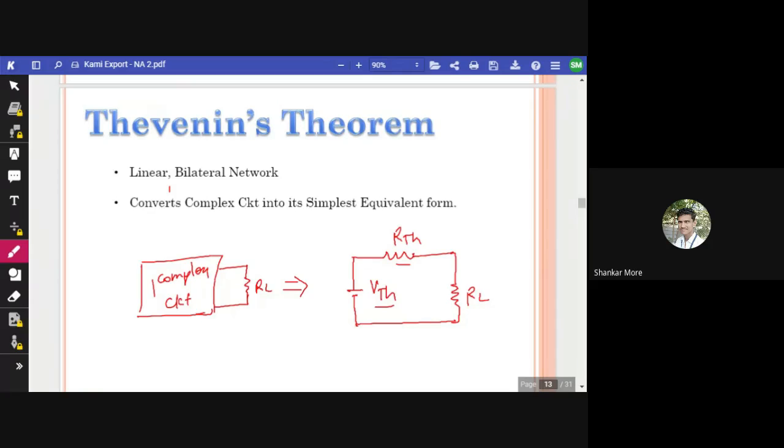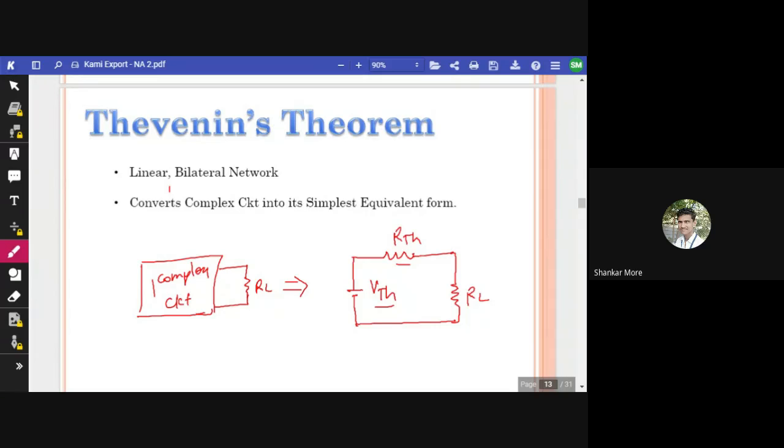So let us suppose we have given one complex circuit, and we have RL. So we replace this complex circuit with VTH and RTH. VTH stands for Thevenin voltage and RTH stands for Thevenin resistance. All right. So we have to calculate these two things, VTH and RTH. And now, how do we calculate VTH and how do we calculate RTH? If in case you have any confusion, I'll clear it.